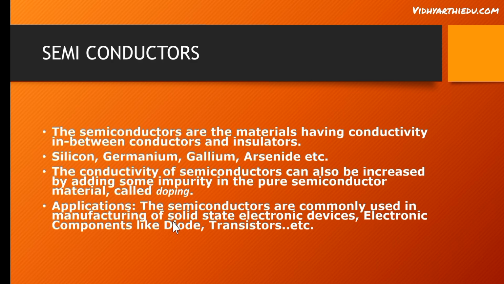Okay, applications of semiconductors. Semiconductors are commonly used in manufacturing solid state electronic devices. Solid state devices, we can call them SSDs, are used as storage devices in computers. And semiconductors are also used in electronic components like diodes, PN junction diodes, and transistors. All these are examples.